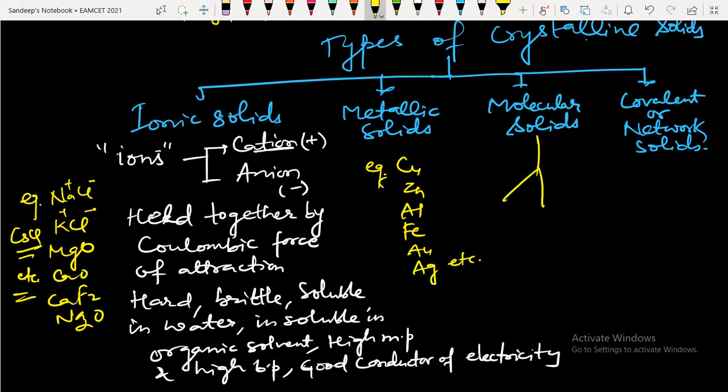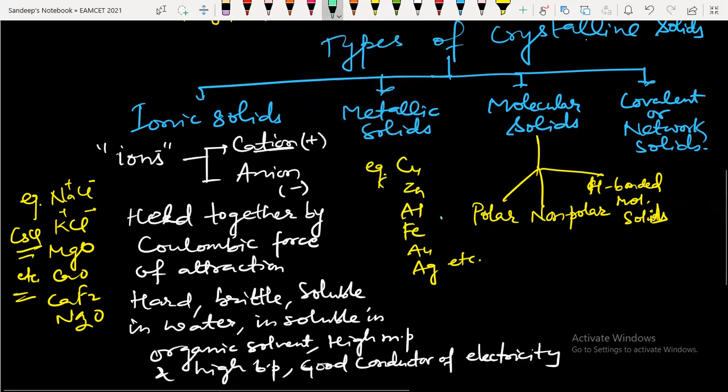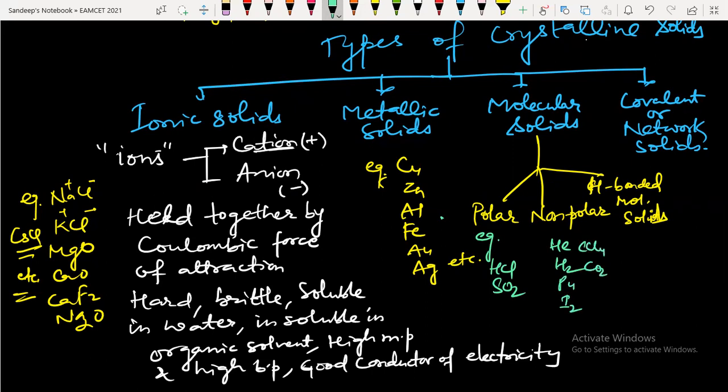Molecular solids are further three types: polar molecular solid, non-polar molecular solids, and hydrogen bonded molecular solids. Let me give you the example. Examples of polar molecular solids are HCl, SO2. Non-polar are helium, hydrogen, phosphorus, iodine, CCl4, CO2 solid, also called dry ice. Hydrogen bonded, you can take example ice, ammonia, etc.